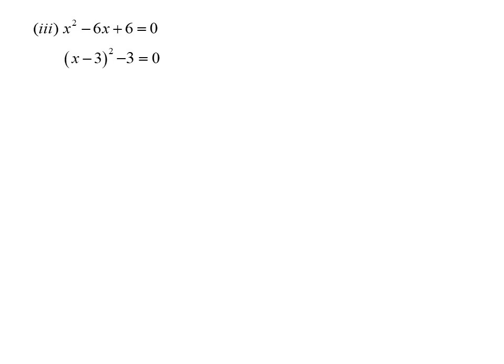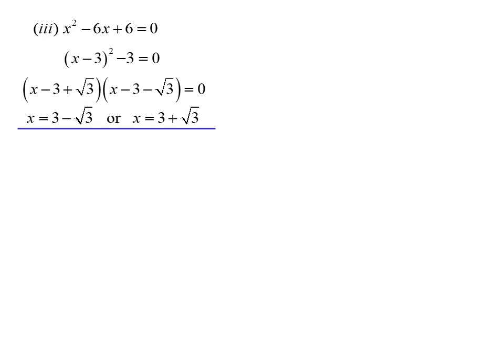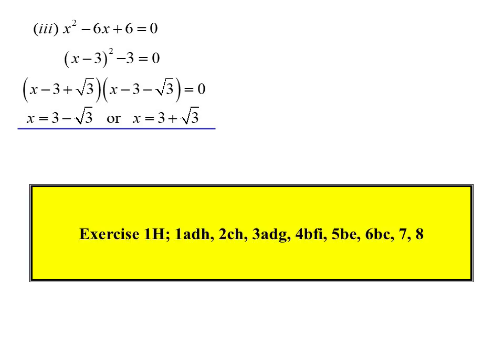And I can now look at that and say, hey, I've got the difference of two squares. It must be (x minus 3 plus root 3)(x minus 3 minus the square root of 3), and so my solutions are x equals 3 minus root 3 or x equals 3 plus root 3. In fact, when we start dealing with imaginary numbers, it then means every quadratic can be written as the difference of two squares. Okay.